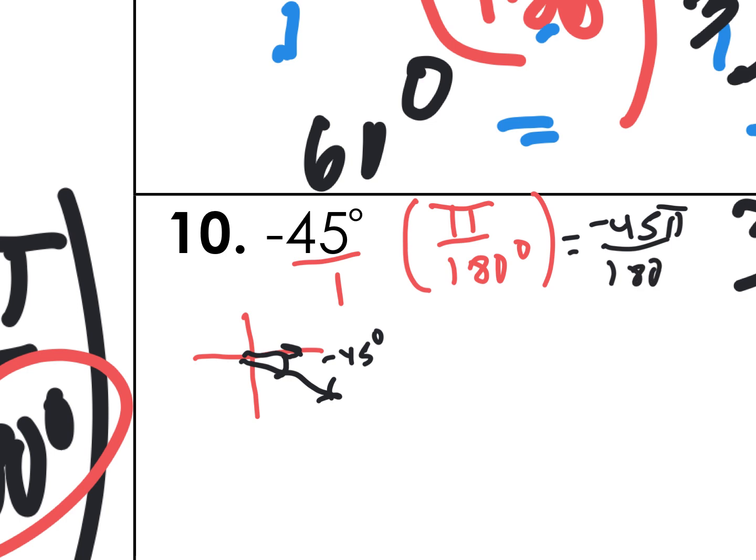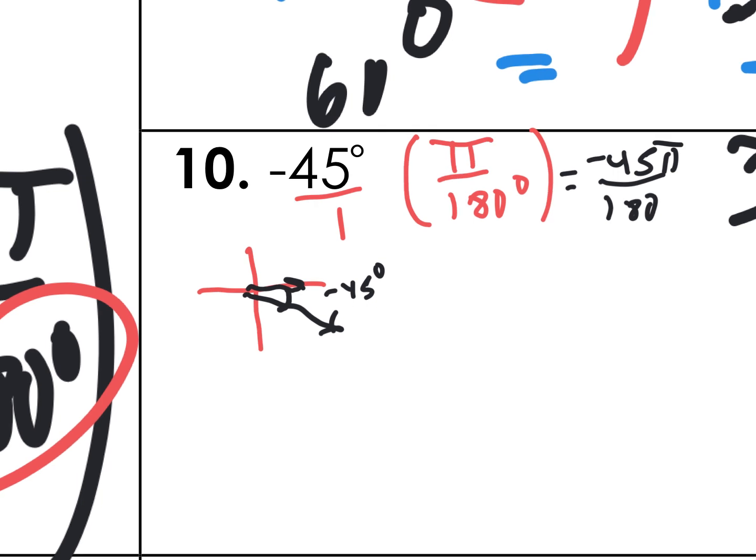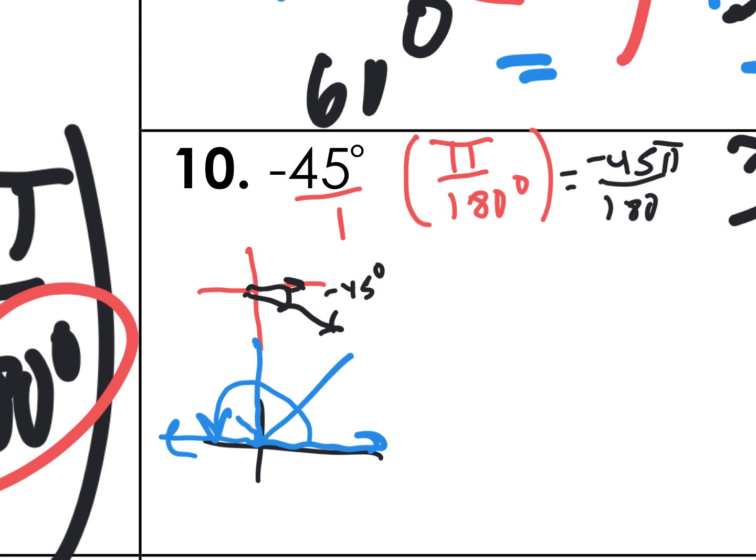Now, how many 45s go into 180? I think it's 4 of them. How do I know that? I'm going to take 180 degrees, show you what I was thinking. Here's 180 degrees, that angle there. Here's a leg, there it is. So if I take 90 degrees and cut it in half, that's 45. That's another 45. That's another 45. That's another 45. So I know that turns into a negative pi over 4.